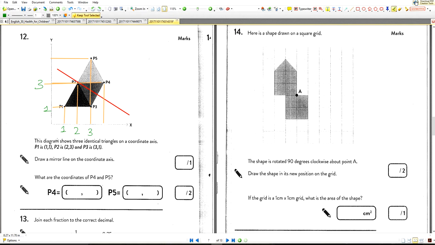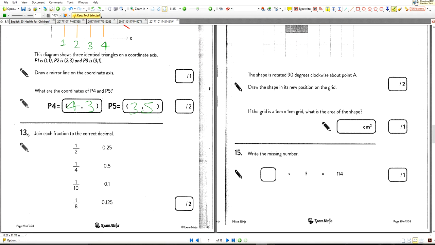Now, because of the symmetry of the graph, we're going to go from 3 to 4. So P4 is at 4, and it's the same height as P2, which is 3. So that should be 4, 3. Now P5 is at the same across as P3, which is 3. Now we need to work out its height. From 1 to 3 we are adding 2 to go to height from here to there, and from there we add 2 as well. So that'll give us a height of 5. So that'll be 3, 5. Okay, 3, 5. Let's move on.